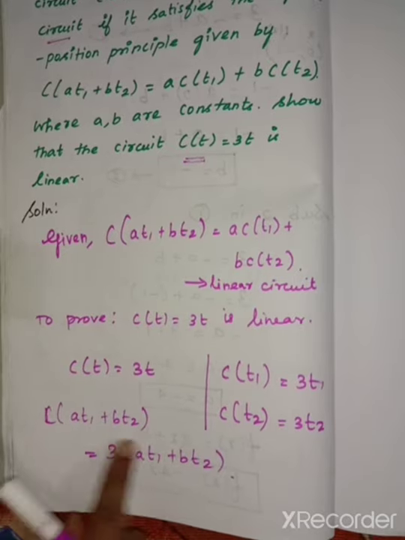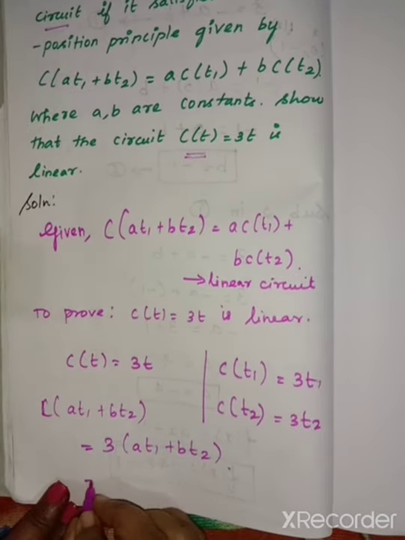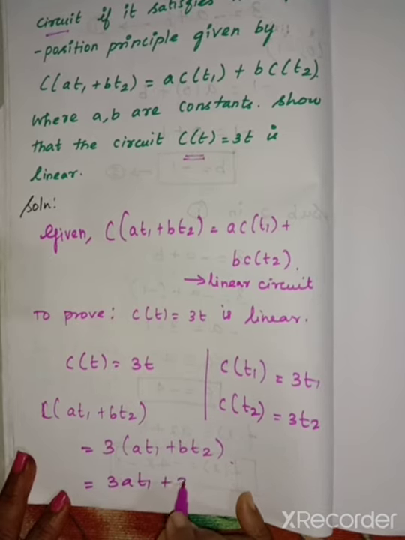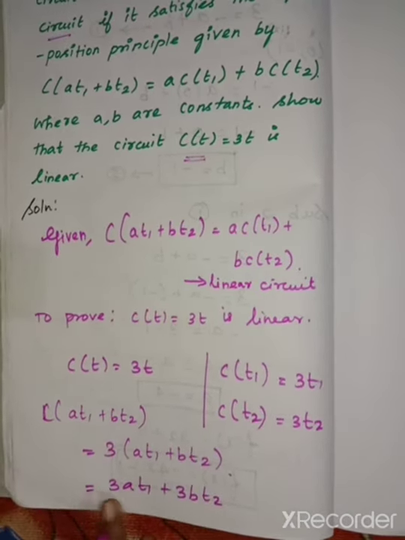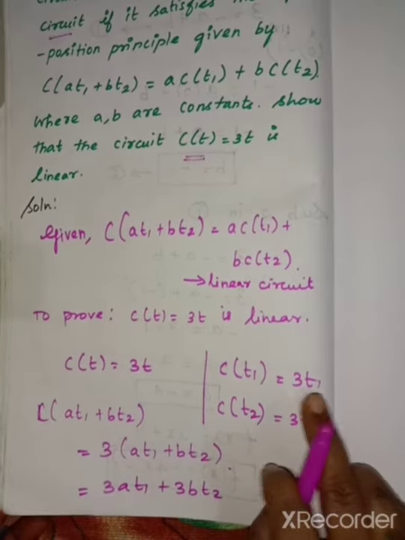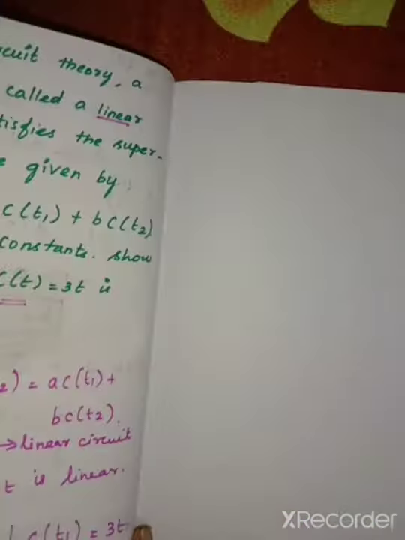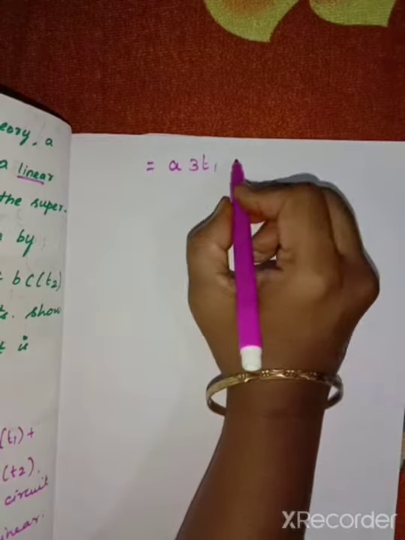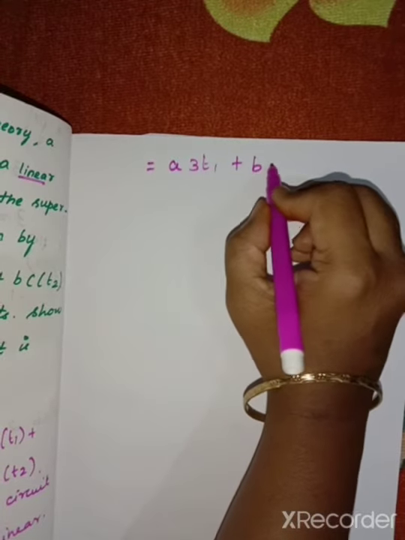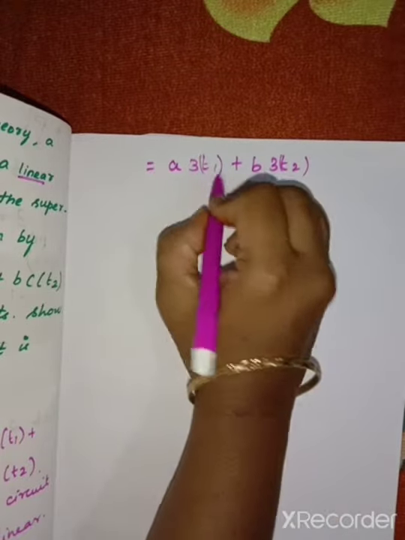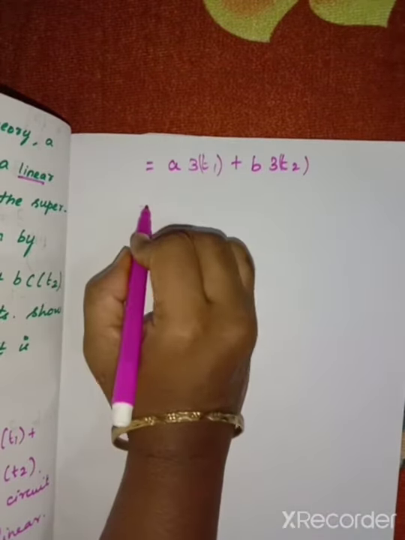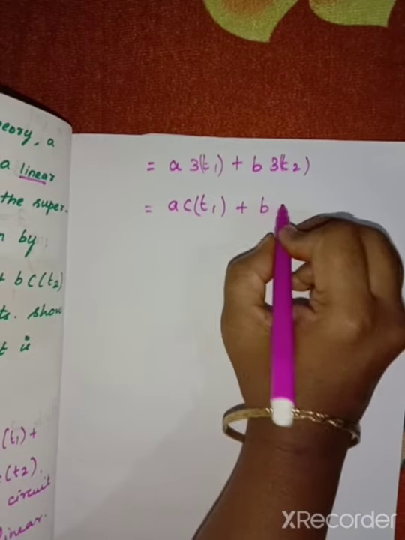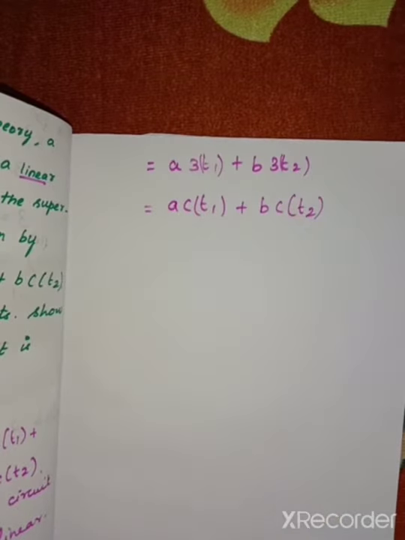So here in place of t we have substituted this. Now we can multiply. So 3 is multiplied into both terms. So we get 3a t1 plus 3b t2. Here we can take a as common, because here we have 3t1 as C of t1. So a is taken outside, and the remaining is 3t1. Likewise on this side, b is taken outside, and 3t2 is remaining. So in place of 3t1 we can substitute C of t1. So a C of t1 plus b C of t2, because 3t2 is C of t2.